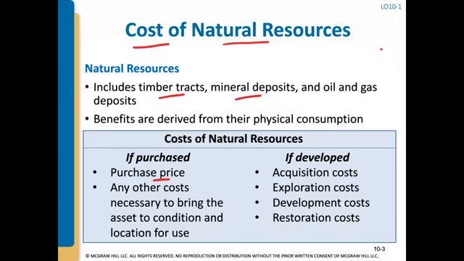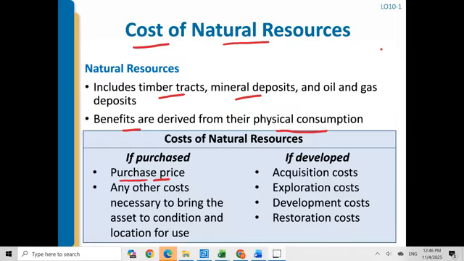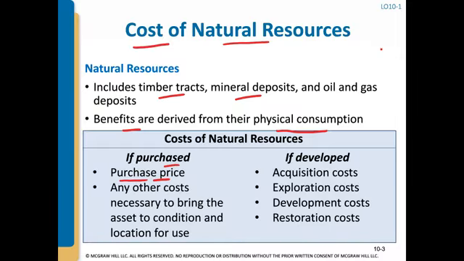or the mineral deposits, and we say assets provide future benefits, and for natural resources that means they're derived from their physical consumption. So we're going to pull them out from wherever it is that we find them, usually the ground or deep in the sea. So we can either purchase natural resources, and we can purchase and develop them sometimes.